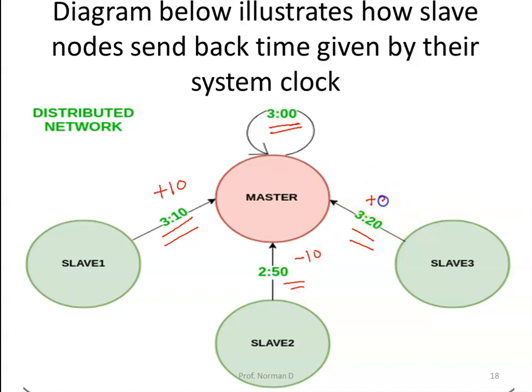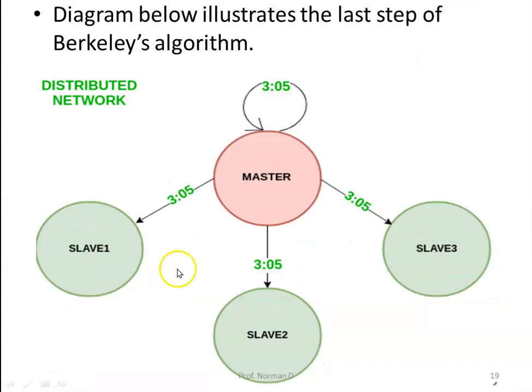ahead by 20. So it will calculate the average and come up with a final value and send this current value to slave 1. After calculating the average, it comes to a new synchronized time, that is 3-5, which will be sent to slave 1, slave 2 and slave 3.